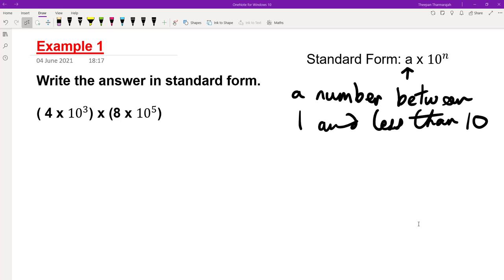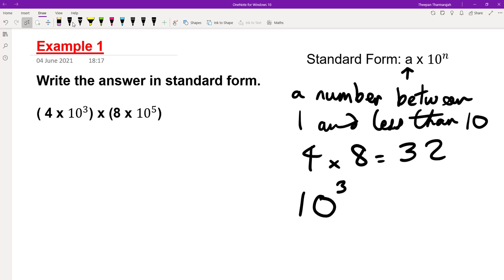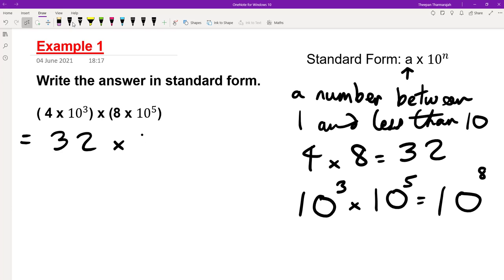Okay, welcome back. So, similar to the last problem, we're going to do 4 times 8, which is 32. Let's deal with the powers now. 10 to the power of 3 times 10 to the power of 5. Now, we can keep the base, which is 10, and add the powers. 3 plus 5 gives me 8. So in this case, we get 32 times 10 to the power of 8.